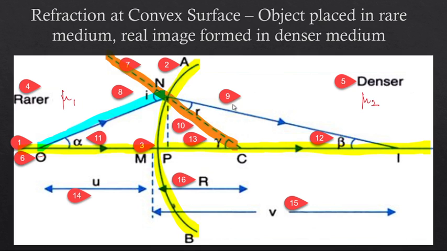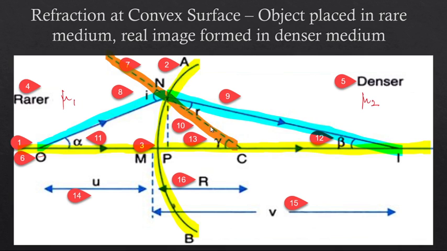Now it hits a point on the refracting curved surface. After that it gets refracted. Since it goes from rarer to denser medium, it should bend towards the normal like this. So this is the refracted ray. What is 9? 9 is the refracted ray.